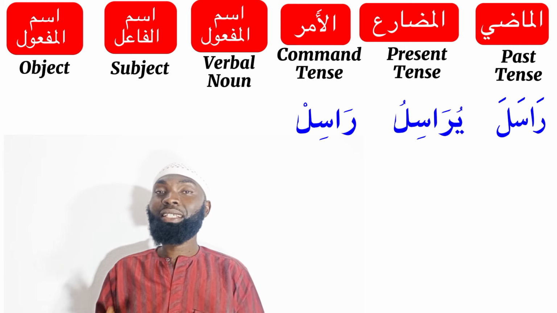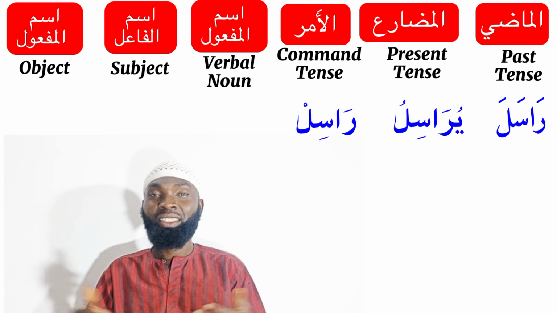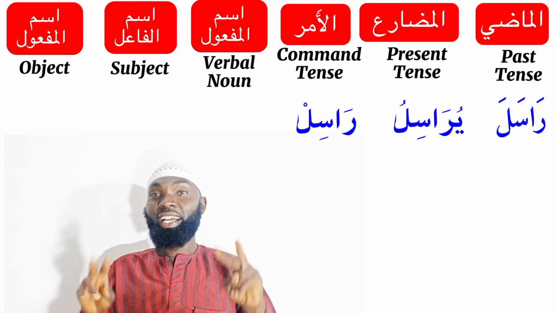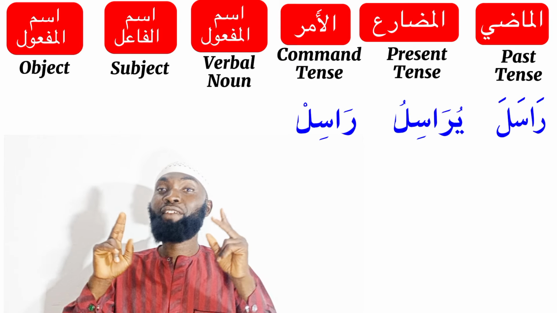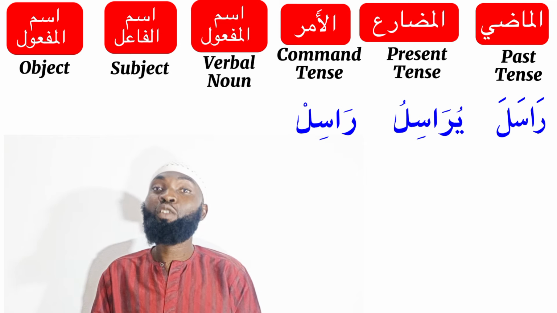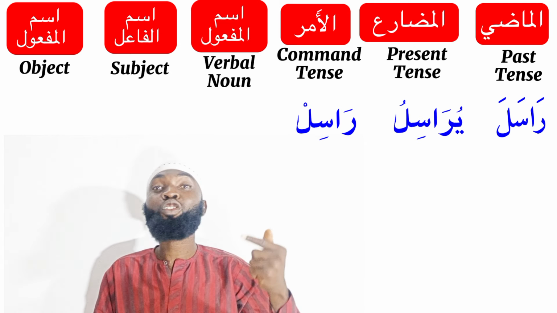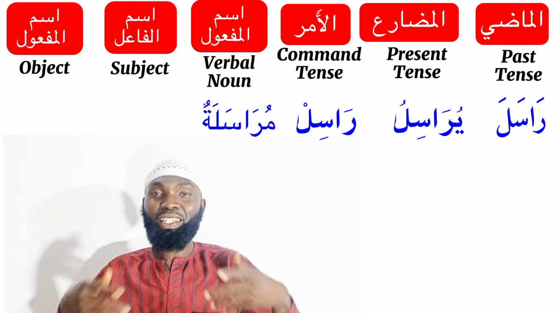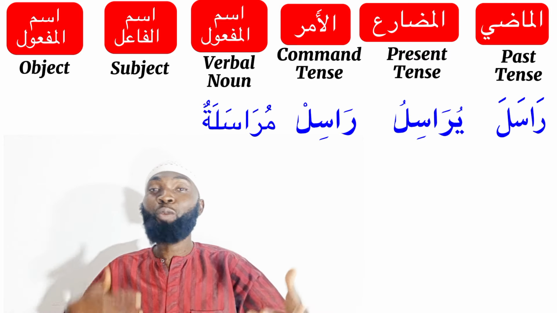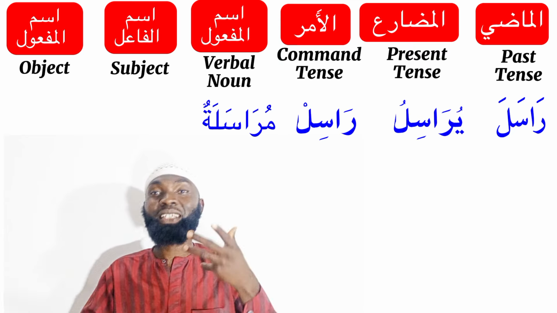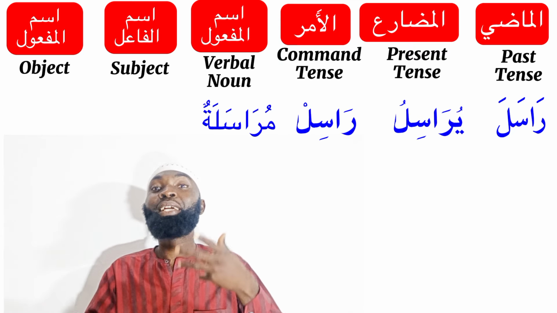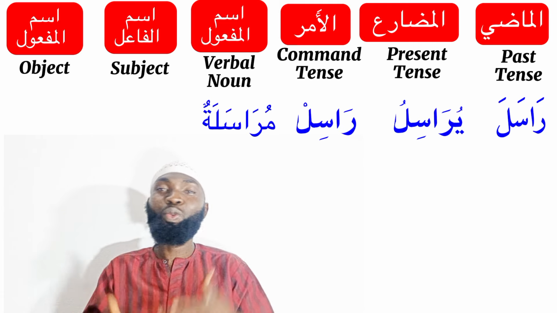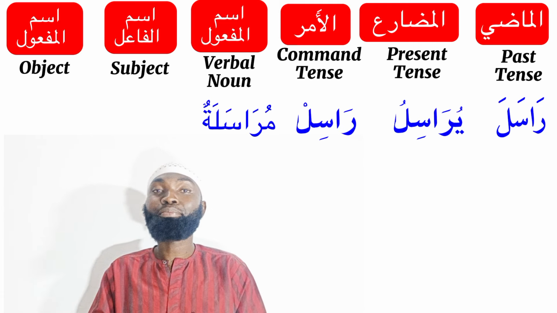Then coming to the masdar, which is the verbal noun. These words which come under this pattern have two patterns for forming the verbal nouns. The first pattern is the pattern of mufa'ala, like when you say murasala, which means correspondence, communication. You can say takun murasala bainahum da'ima, communication between them is always active and persistent.